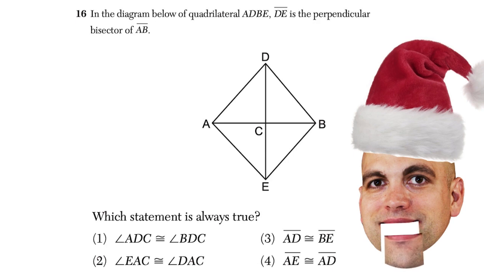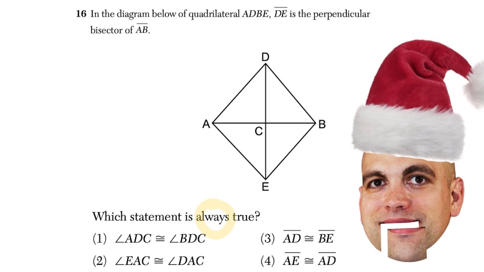Let's take a look at question number 16 from this year's Geometry Regents. It says, in the diagram below the quadrilateral ADBE, DE is the perpendicular bisector of AB, and then it's asking us which statement is always true. So I'm going to highlight the word always because that is what we're looking for, something definitive, something true.